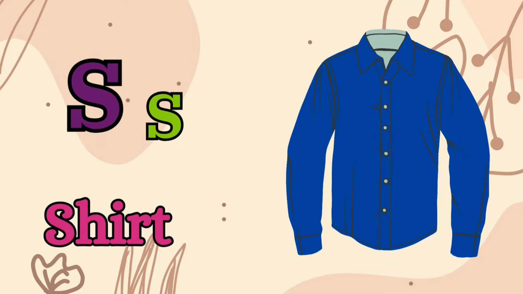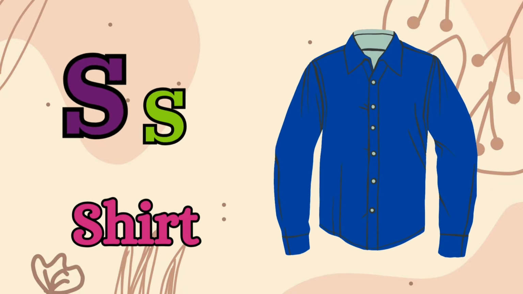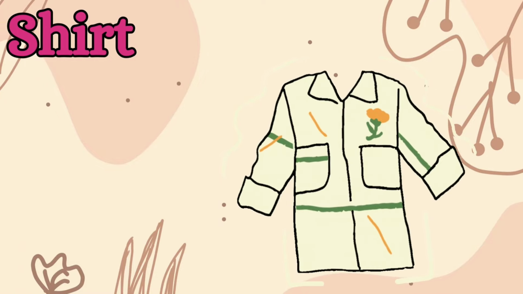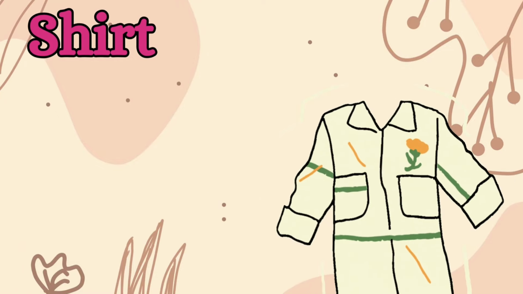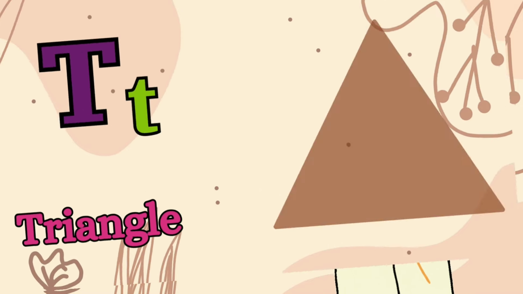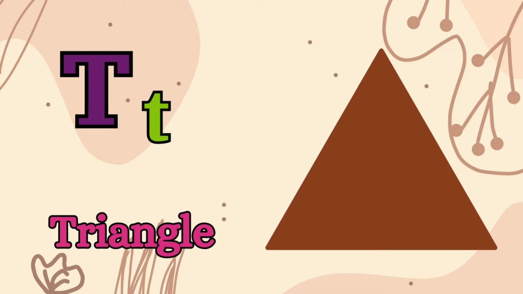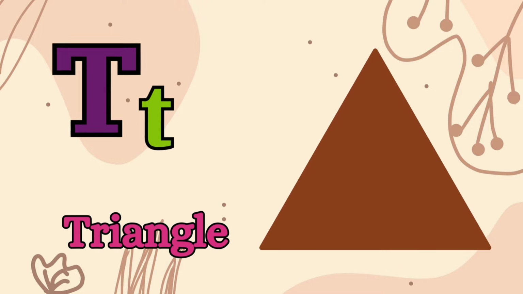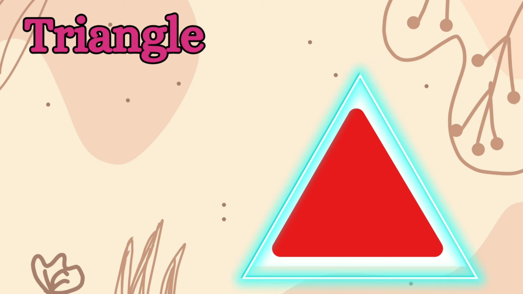S. S for shirt. S-H-I-R-T. Shirt. T for triangle. T-R-I-A-N-G-L-E. Triangle.